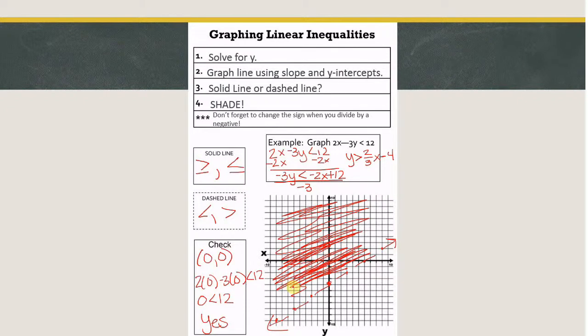And finally, under the stars, don't forget to change the sign when you divide by a negative. Otherwise, you will not get the correct shaded area. So please make sure you change the sign if you divide by a negative. Be wary about that.